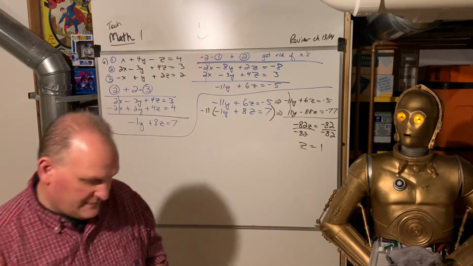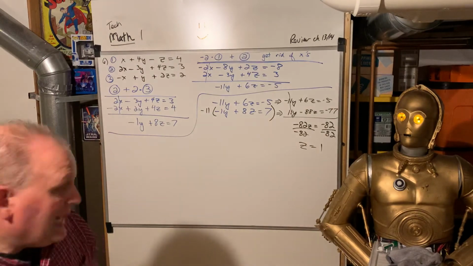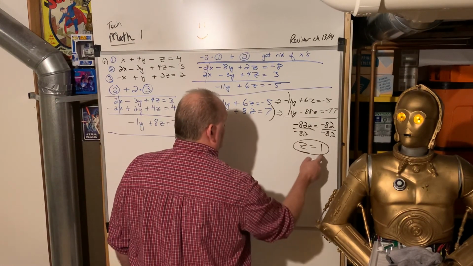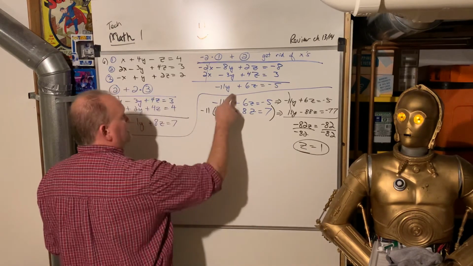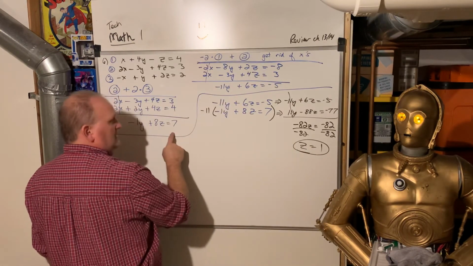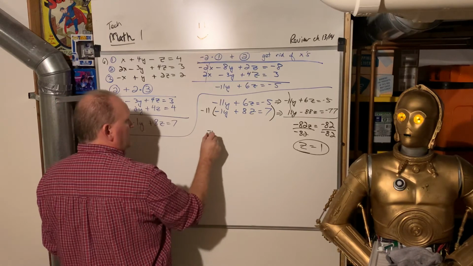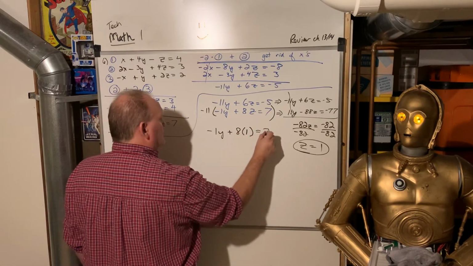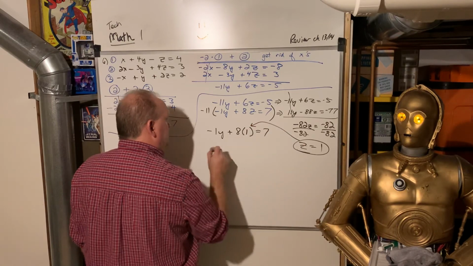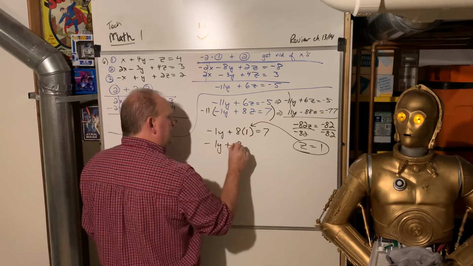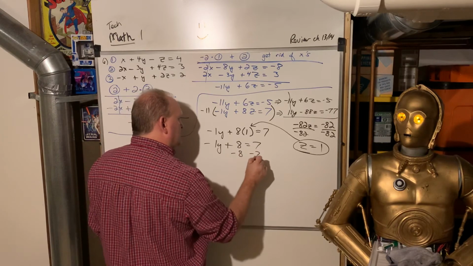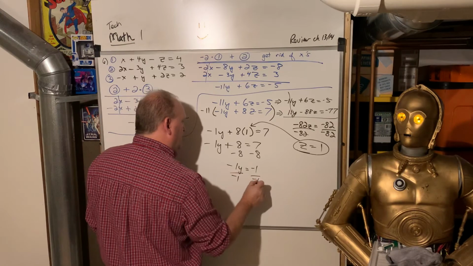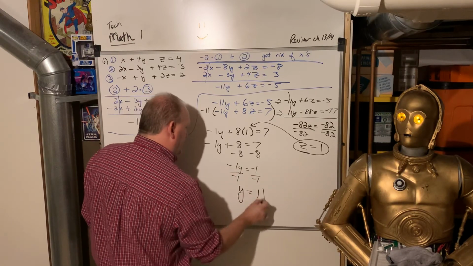All right. Now, I'm not done, unfortunately. I got 1. I'm going to take that 1 answer and put it back in to either one of these. This one looks easier, so I'll go negative 1y plus 8 times 1 equals 7. So I took that, plugged it in. So negative 1y plus 8 equals 7. Move the 8 to the other side. Negative 1y equals negative 1. Divide by negative 1. y equals 1.